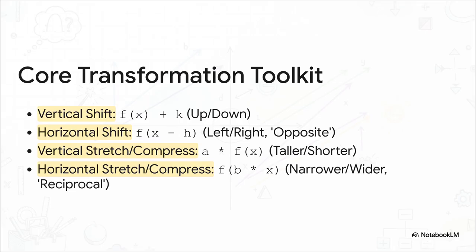The vertical stuff happens outside the function. It affects the whole f of x. But the horizontal stuff, that happens inside the parentheses, messing directly with the x. And those horizontal ones always have that weird counterintuitive twist. Opposite for sliding, reciprocal for resizing. That's the entire system right there.